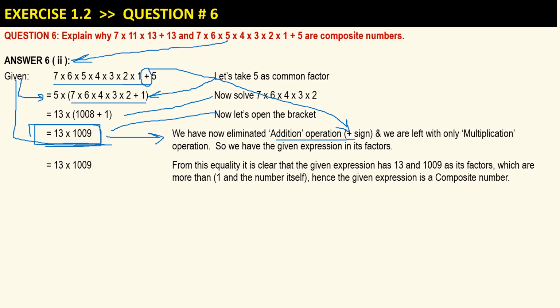So now that we have obtained the expression as a multiplication of different numbers, we can simply say that the given expression has factors 13 and 1009. And from this equation we clearly see that the given expression has 13 and 1009 as its factors, which are more than 1, and therefore this given expression is not a prime number and hence it is a composite number.